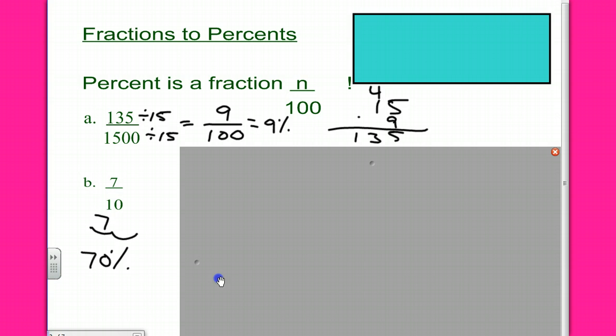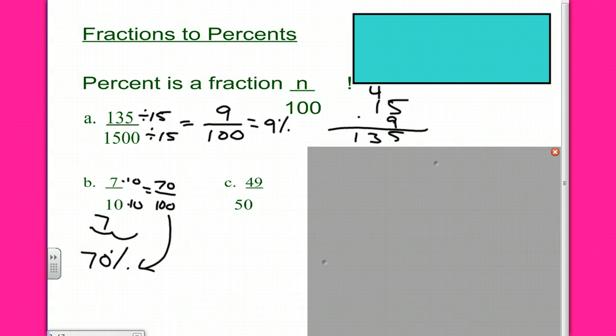Move the decimal twice to the right. So of course you could just blow this up and call this multiply by 10, 70 over 100, and we still get 70% when we write it as a percent. Okay? You can change it to a decimal and then to a percent, or change it to a fraction and then to a percent.